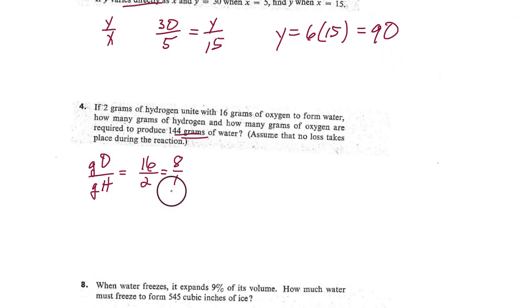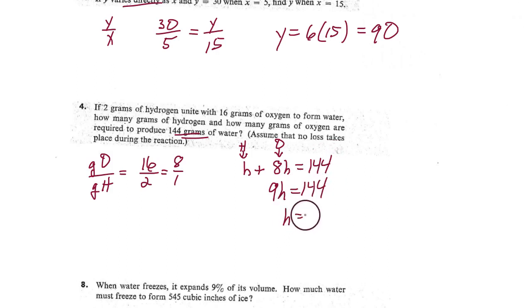So we don't know how much hydrogen we have. Let's represent that with the letter H. And we don't know how much oxygen we have, but we know that its weight is 8 times bigger than hydrogen. We can represent oxygen with 8H. That's the hydrogen. That's our oxygen. When you add these together, you get a total weight of 144. So this makes 9H equals 144.